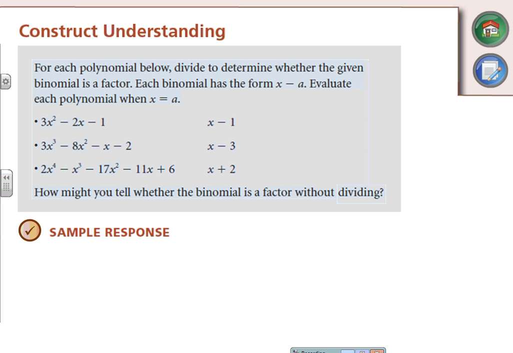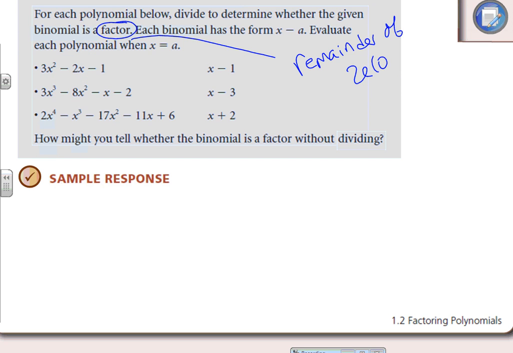So using the information from lesson 1.1, we now want to divide to see if this is a factor. We'll know it's a factor because it will have a remainder of 0. So if it's a factor, it will have a remainder of 0. Let's start with that first. I'm going to use synthetic division. It's just a lot faster.